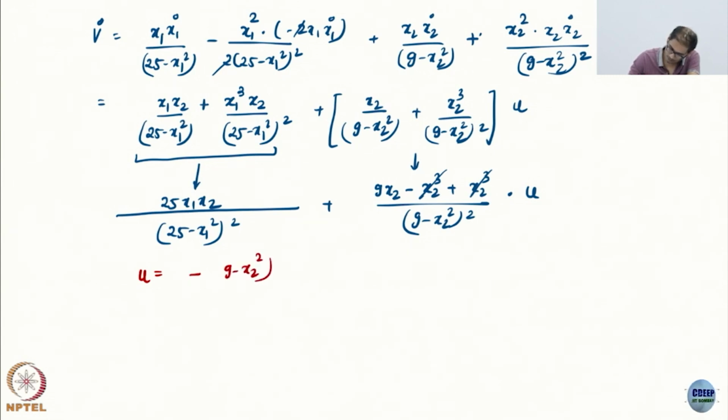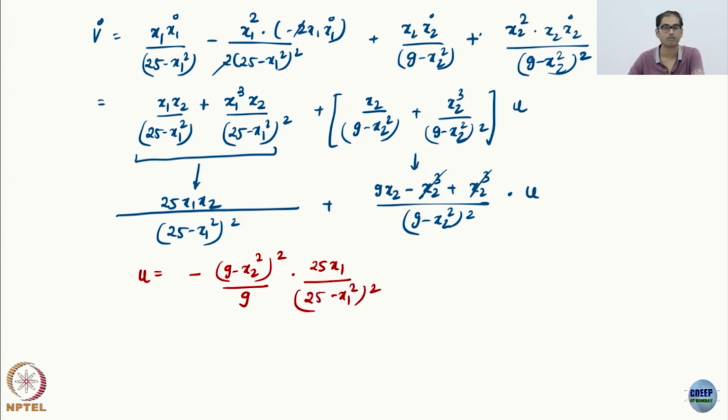Minus 9 minus x2 squared whole squared divided by 9, because that will leave x2 out here. Then I want to get 25 x1 out here divided by 25 minus x1 squared whole squared. Whatever this mess is, it is a big mess. And this is going to basically cancel this term. And then I will take minus kx2, whatever, because it will give me a nice negative definite term here. So this will leave me with V dot as minus kx2 squared.